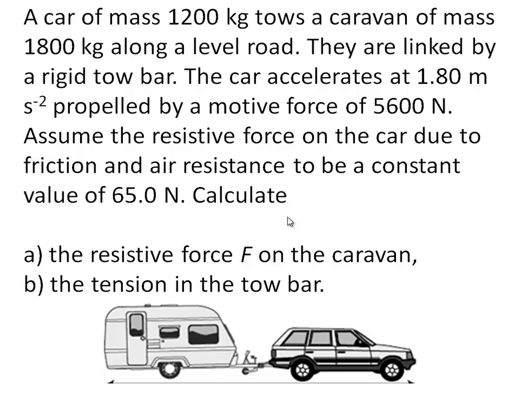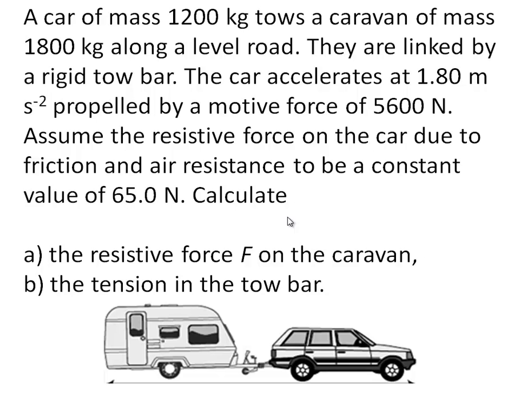A car of mass 1200 kilograms tows a caravan of mass 1800 kilograms along a level road. They are linked by a rigid tow bar. The car accelerates at 1.80 meters per second squared, propelled by a motive force of 5600 newtons.